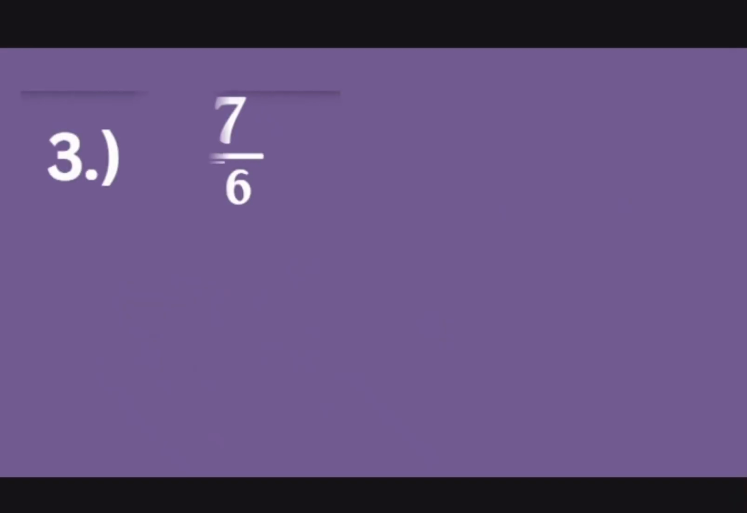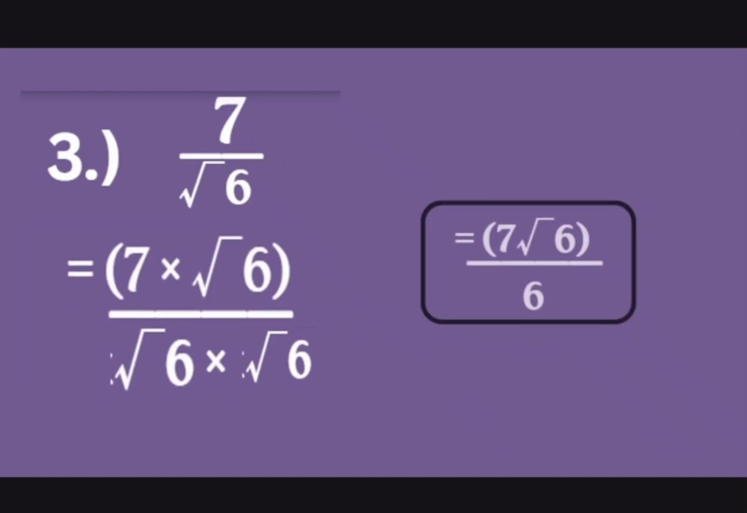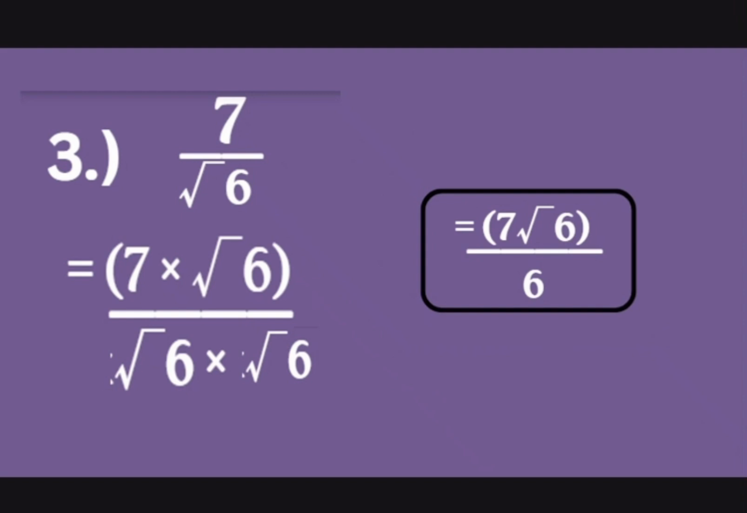Our third example is 7 over square root of 6. First, we need to multiply the numerator and denominator by the square root of 6. 7 times square root of 6 is 7 square root of 6. Square root of 6 times square root of 6 is equal to square root of 36, which is 6. The final answer is 7 square root of 6 over 6.